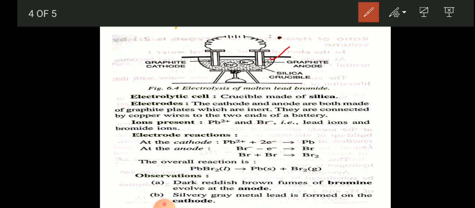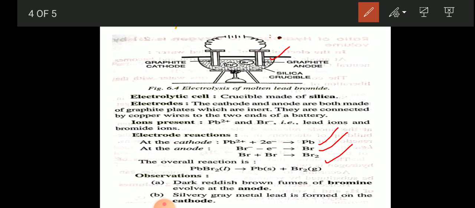Okay, so what will happen now? The migration will start. Pb2+, being positively charged, will move to the cathode, and Br- will move to the anode. Now the electrode reactions that take place. At the cathode, Pb2+ will gain 2 electrons to form lead. Whereas Br- will go to the anode, lose an electron and form a bromine atom, and after that two bromine atoms combine to form bromine. Okay, so bromine gas will be found at the anode.